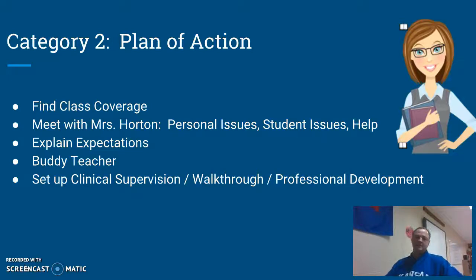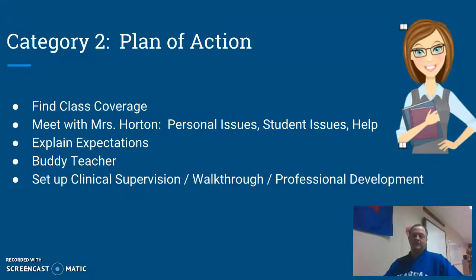Now, as far as the supervision and walkthrough go, I feel like it's extremely important for us to talk with Ms. Horton and both of us be on the exact same page of what we're looking for, what the purpose is, okay? Because as we've learned through our course, it's very important for teachers to have the feeling that they are involved in the process.